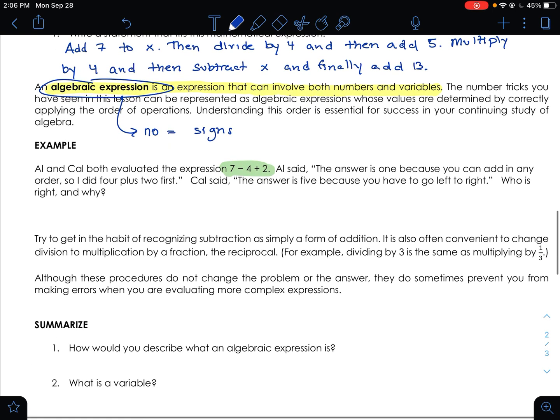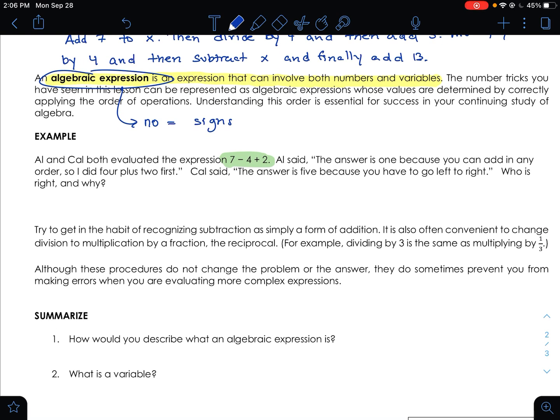So the last example we want to look at says Al and Cal both evaluated the expression 7 minus 4 plus 2. Al said the answer is 1 because you can add in any order, so I did 4 plus 2 first. Cal said the answer is 5 because you have to go left to right. Who is right and why? So the initial response is that Cal is correct. The answer is 5.